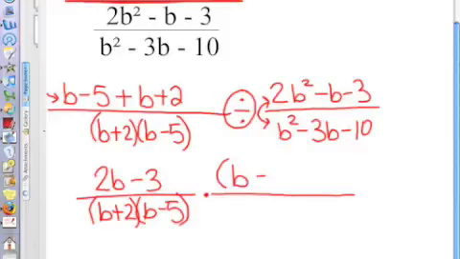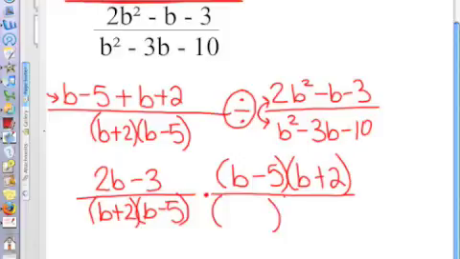To give me b minus 5 times b plus 2. The numerator goes underneath, and that factors to 2b times b, 3 times 1, negative 3, plus 1, so that I have negative 3b plus 2b to give me this negative 1b in the center.